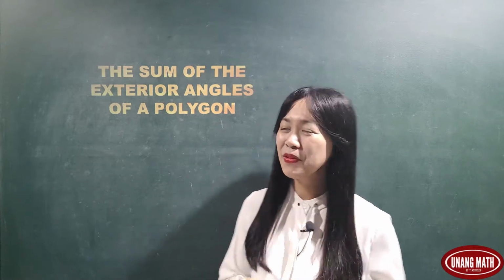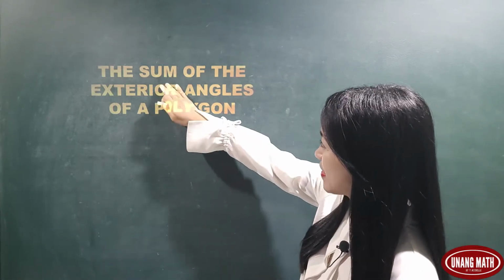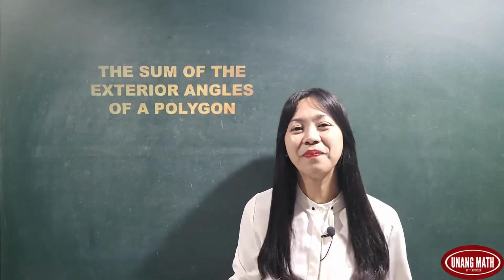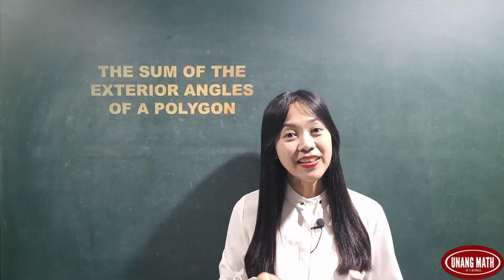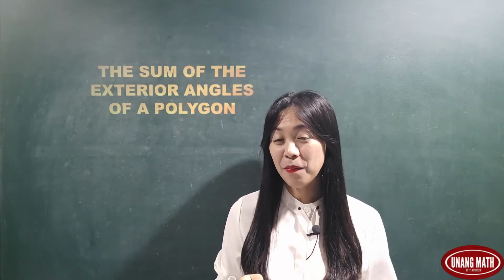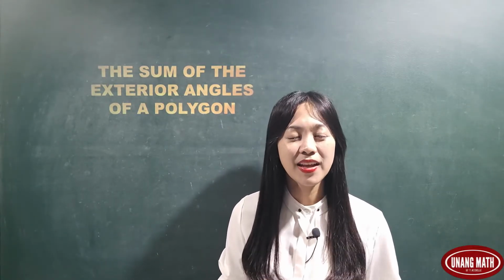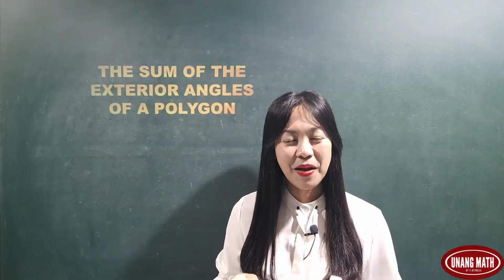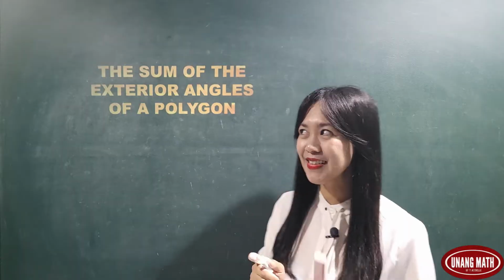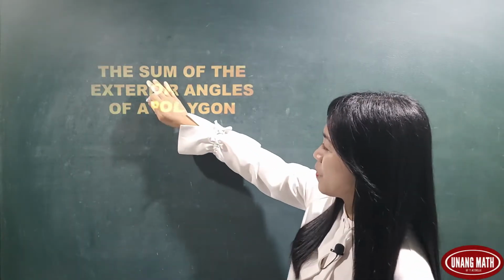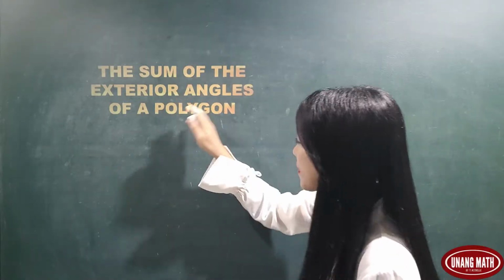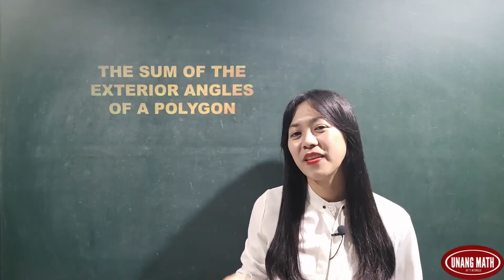For this episode, our lesson is the sum of the exterior angles of a polygon. Polygons have interior and exterior angles. In our previous episode, we already studied how to find the sum of the interior angles of a polygon. This episode, I will show and explain how to find the sum of the exterior angles of a polygon.